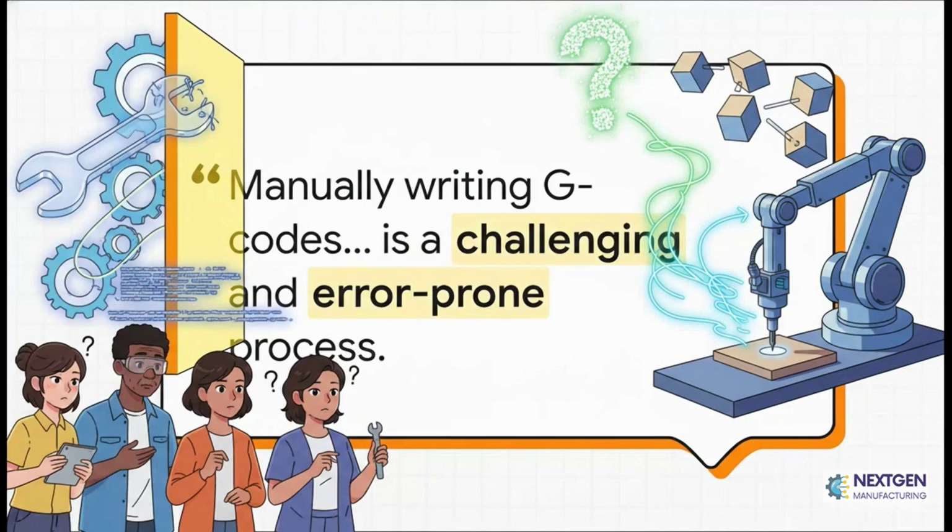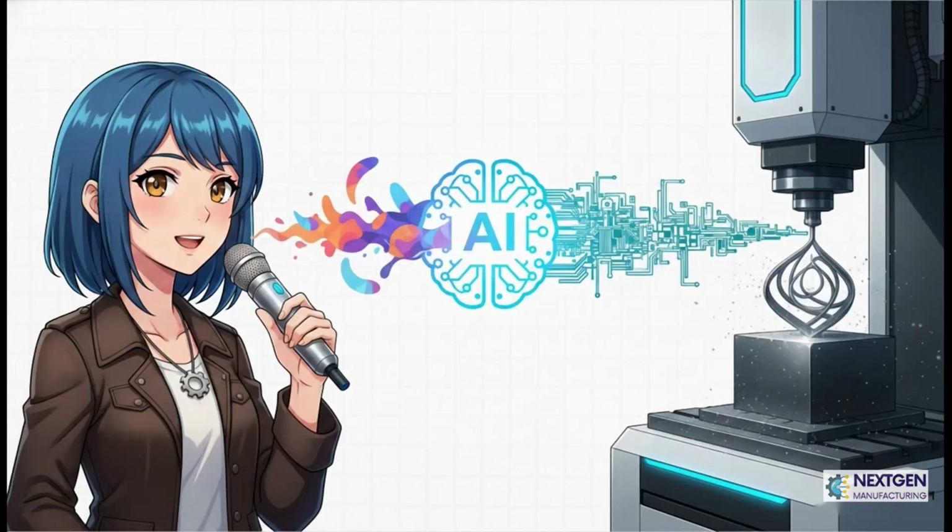So the question becomes, can we make this even easier? And the solution being worked on is, well, it's genuinely revolutionary. We're talking about an AI that can understand plain English. You just tell it what you want, and it translates that directly into G-code for the machine. No CAM software, no coding, just you having a conversation with the machine.